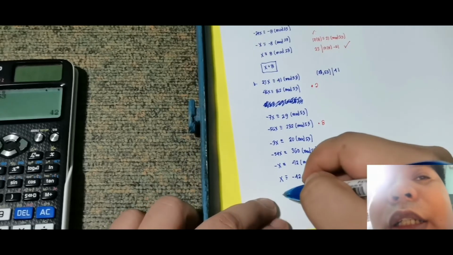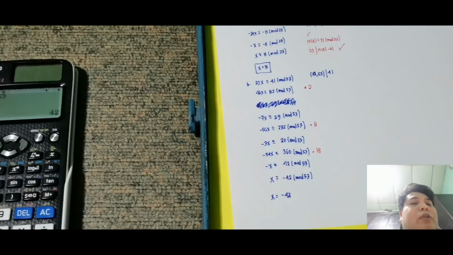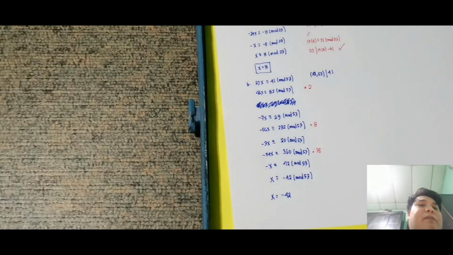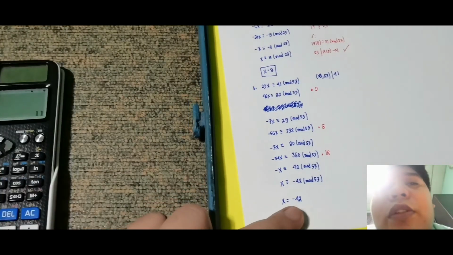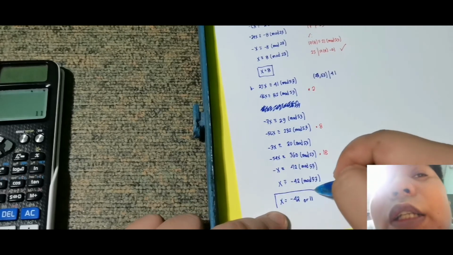Okay, so ano yung value ng x? Therefore, the value of x is negative 42, or ano yung inverse part niya? Ilan yung kulang niya bago siya mag 53? So, i-add mo lang 53 plus negative 42. So, 53 plus negative 42, that is 11. So, that is negative 42 or 11 yung sagot natin. So, kung positive gagawin mo, that is 11. So, ito yung ating sagot dyan.